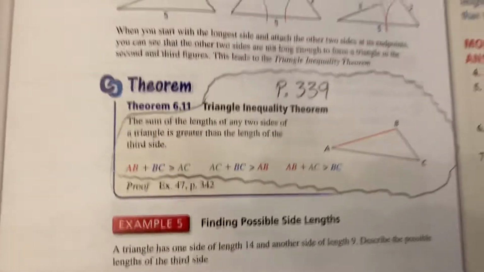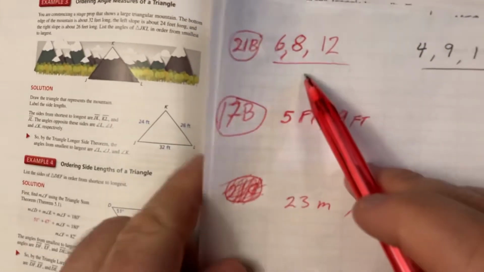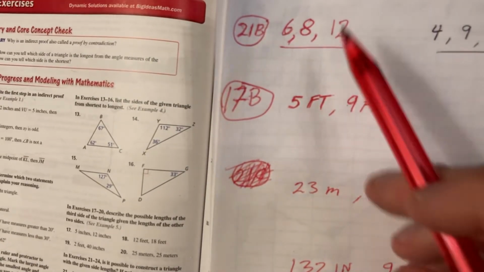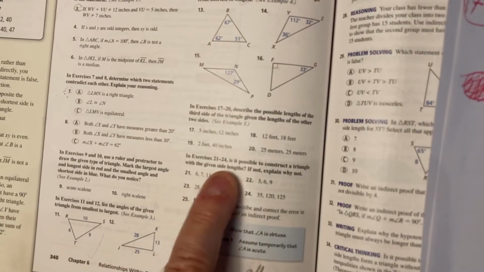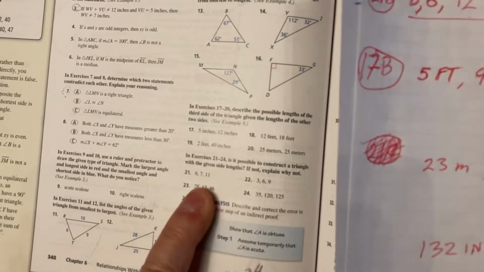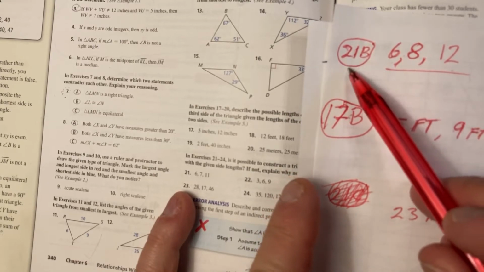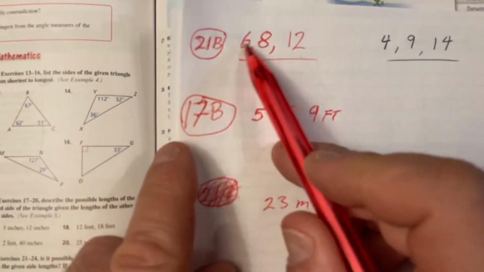Now I'll show you a way how this stuff is used. Let's say we have a triangle with, sorry, this is going to be similar to question 21. Is it possible to construct a triangle with the given side lengths? If not, explain why not. So this is similar to question 21b. So this right here, can you make a triangle with these lengths?